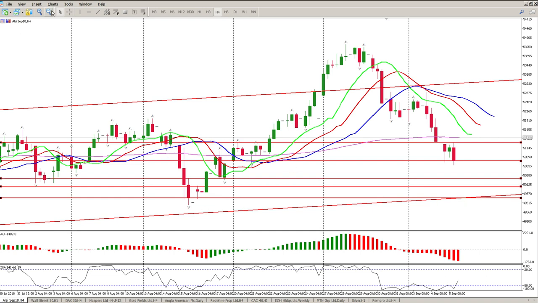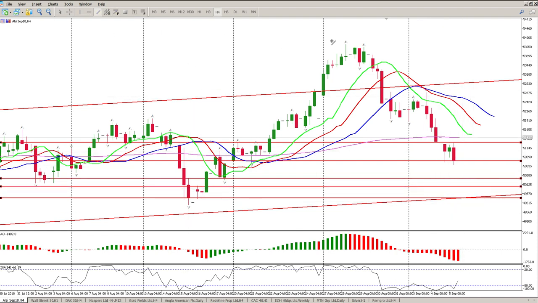So that's going to be around 49,760. Well, let's just round it off in the middle to 50,000. So the nice round number. So there is still a good possibility for us to move to the downside.